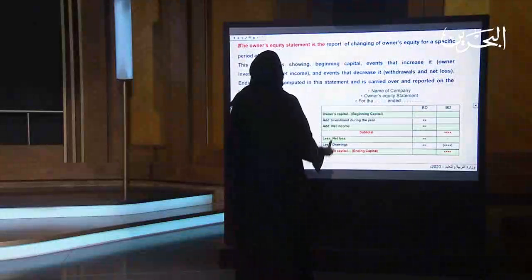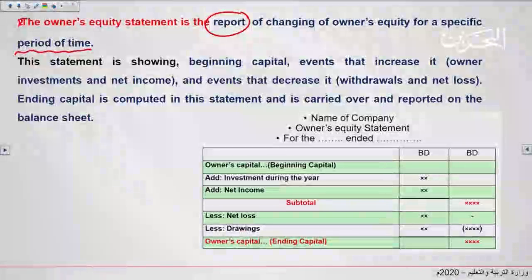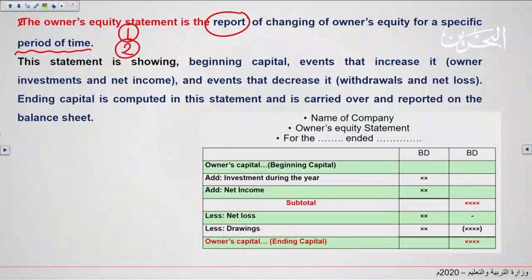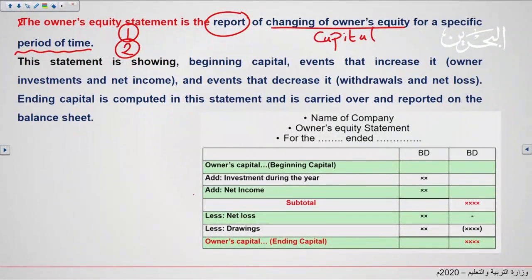The owner's equity statement is a report. This report should be prepared for the same period as the income statement, because, as we mentioned before, these two statements are linked together. First, we have to prepare the income statement, then the statement of owner's equity. This report will measure the change in the owner's equity, which is the capital. There are events that will increase the capital and events that will decrease the capital. Like investment will increase the capital. Drawing will decrease the capital.